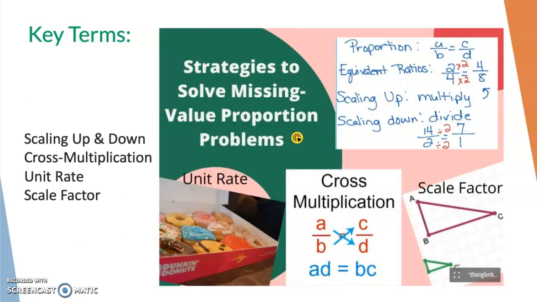Key terms: scaling up and down, cross multiplication, unit rate, and scale factor. These are all different strategies to solve missing value proportion problems. Scaling up and down, you can see up here: proportion, equivalent ratios, which we talked about in the previous lesson. We're scaling up by multiplying, and we're scaling down by division. Cross multiplication, we've also talked about this in the past. Unit rate and scale factor.